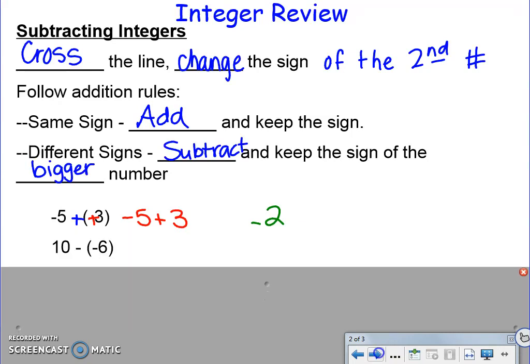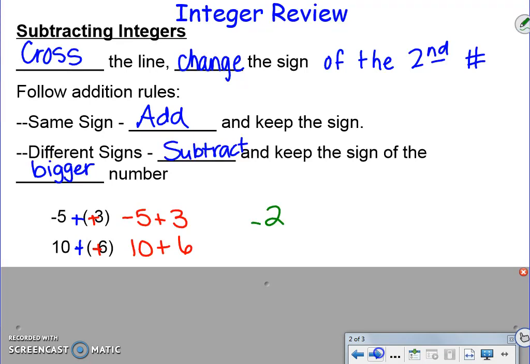Next, we have 10 minus a -6. So again, you can cross the line to change it to addition, and then you're going to change the sign of the second number. So -6 becomes a +6, which you could just rewrite as 10 plus 6. Well, that looks like the addition problems that we've been doing forever since we first learned to add.